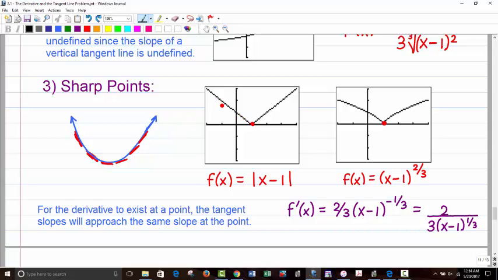But this one's not, because the slope coming down is always going to be -1, and the other slope is going to be +1, so they're not merging into the same slope. That's the reason why sharp points are undefined. This absolute value is a little bit trickier, but the next one I can show you mathematically, this function, x minus 1 to the 2/3. Notice this derivative, which you'll know how to do eventually, would be undefined if you put 1 in there, for the same reason: the slopes are not approaching the same value from both sides. That's why the graph has to be doing something like that or like that.